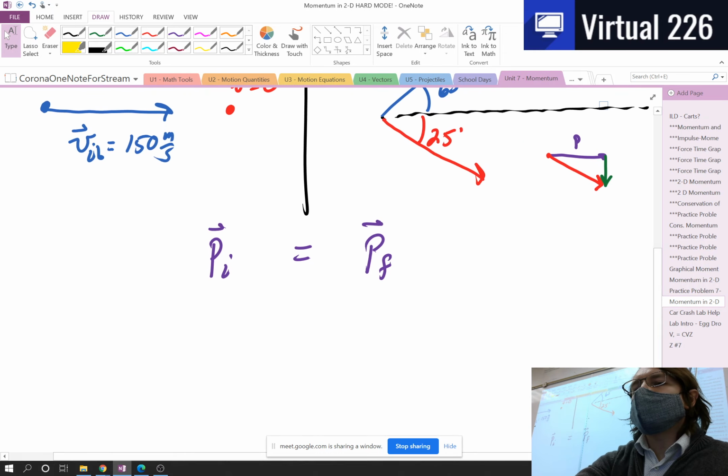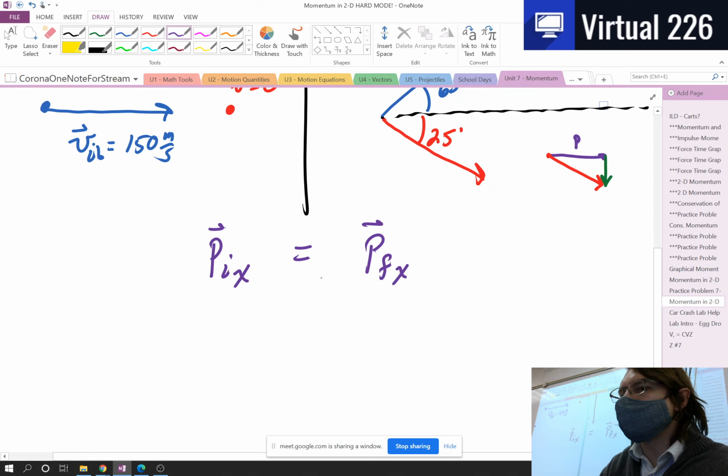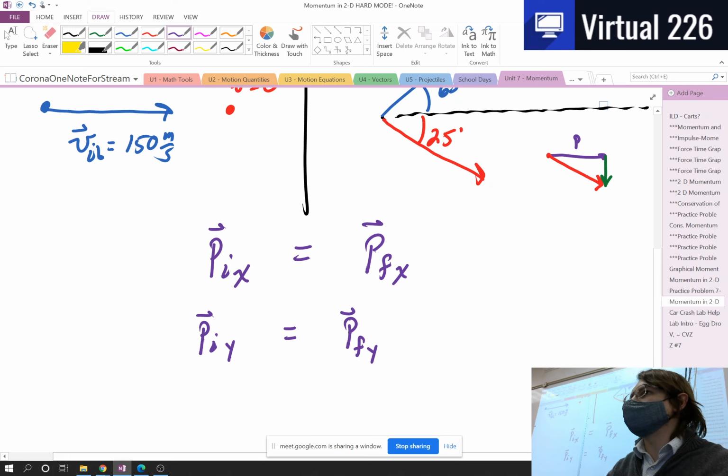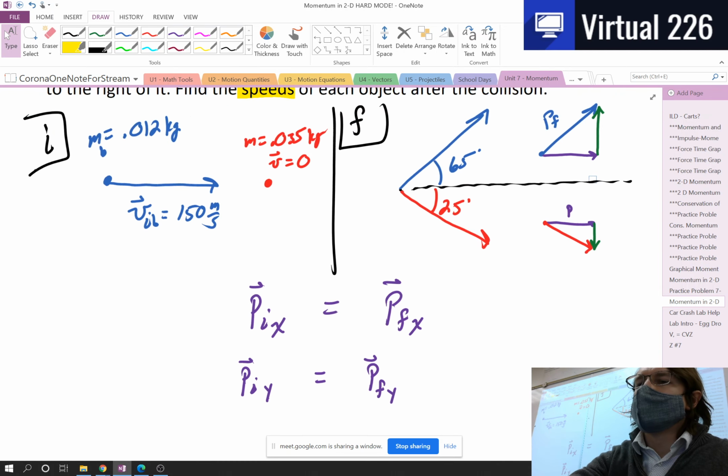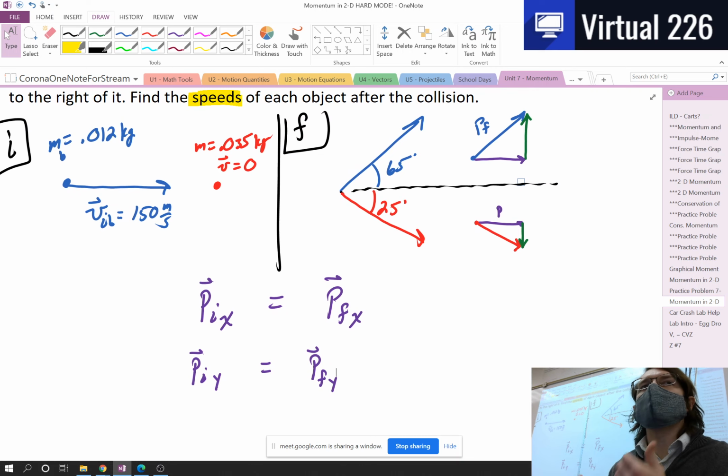This means that when we start thinking about our momentums here, the momentum initially in the x direction has to equal the momentum final in the x direction. And the momentum initially in the y direction has to equal the final momentum in the y direction. Before, we only really cared about one direction, but now, with two directions and solving for unknowns like this, we had to set up these momentum equations for both x and y.